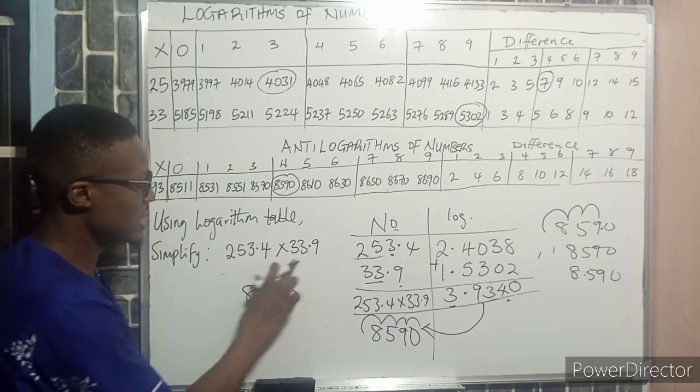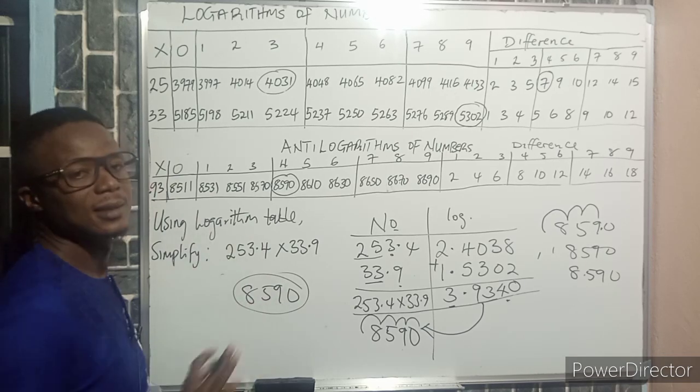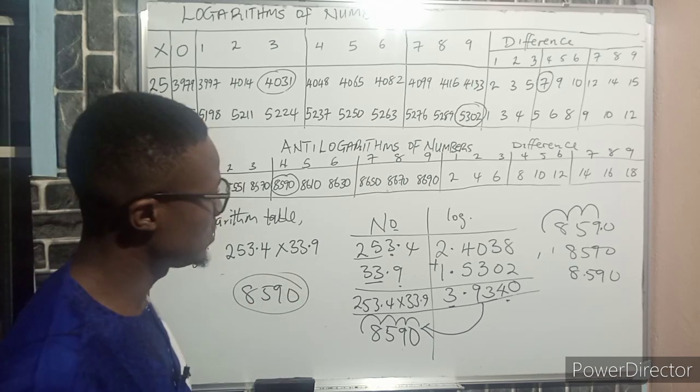Okay? So that is how to do logarithm of numbers. So you've seen that the product of this and this is approximately 8,590. That is the approximate value of this multiplication.